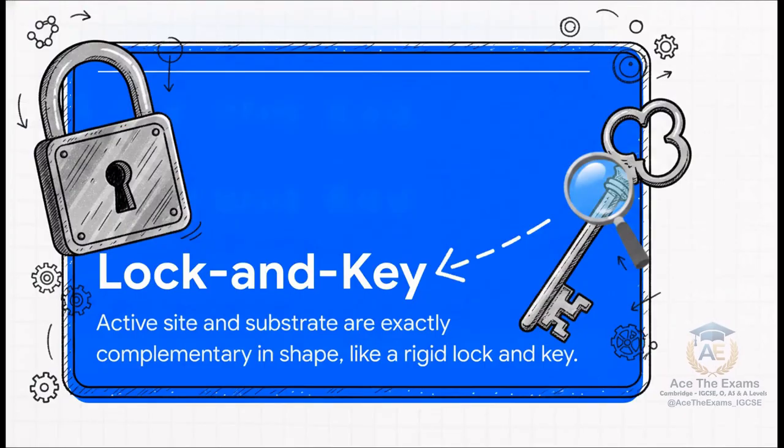Okay, let's ground ourselves in the basics. The lock and key hypothesis requires a perfectly precise, rigid fit from the very beginning. The absolute key phrase here, the one examiners are desperately scanning your paper for, is complementary. Not similar in shape, not matching, but exactly complementary. It assumes the active site is a completely static, unyielding structure. It's exactly like a stiff metal lock waiting for one very specific metal key.